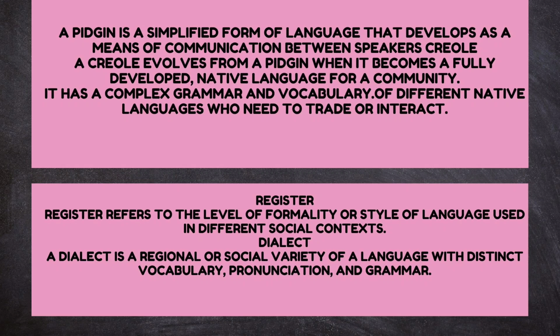Now let's talk about some of the key terms that are actually important to know about language in linguistics. So let's talk about Pidgin and Creole. Pidgin is the simplified form of language that develops as a means of communication between speakers of different native languages who need to trade or interact.